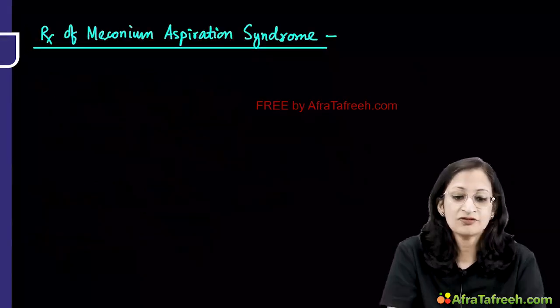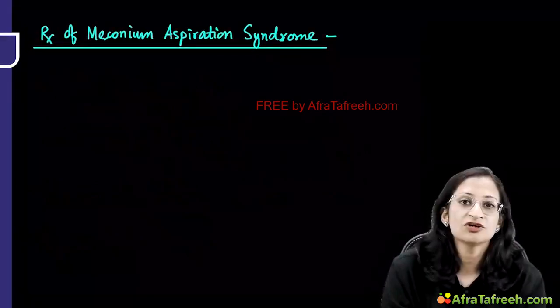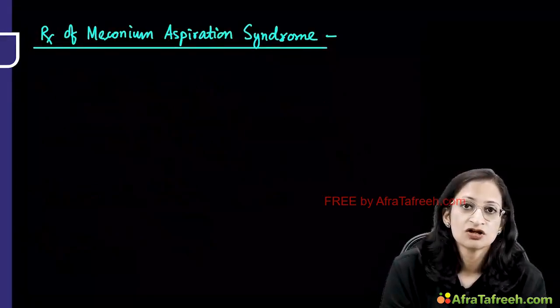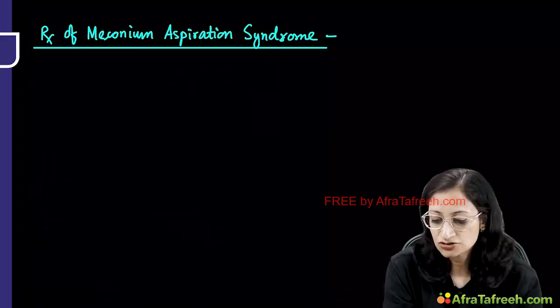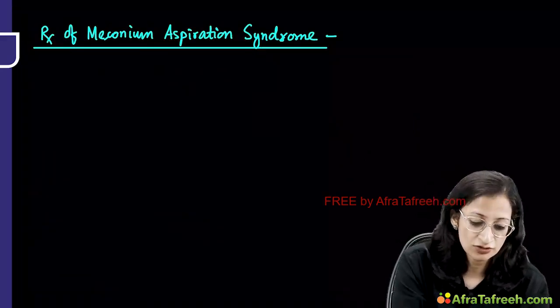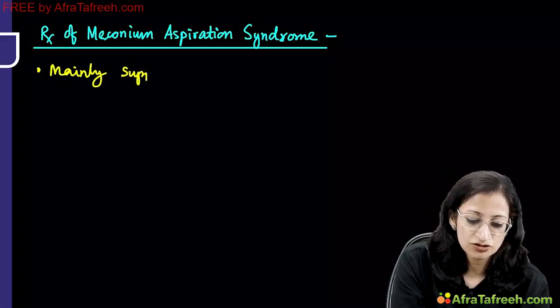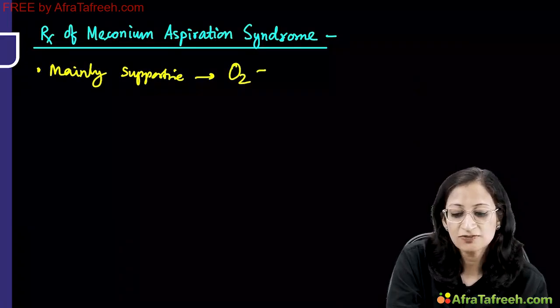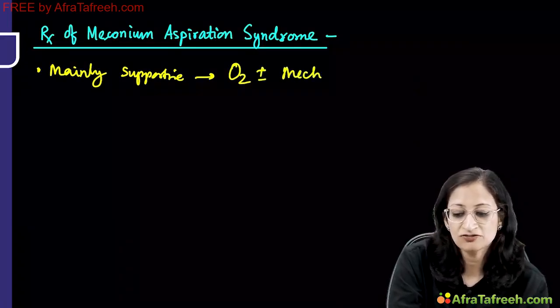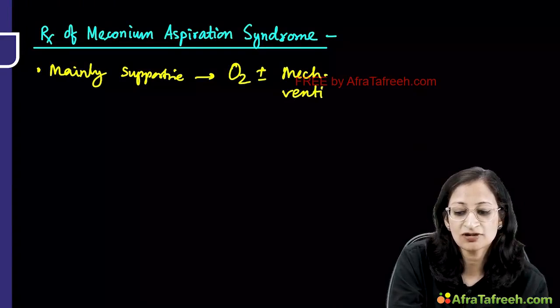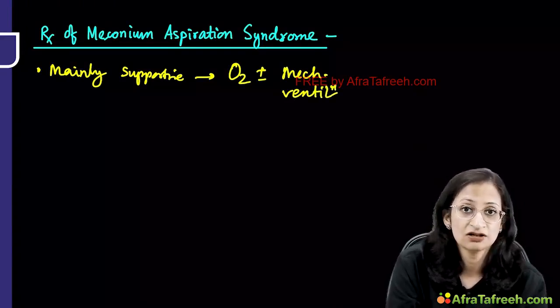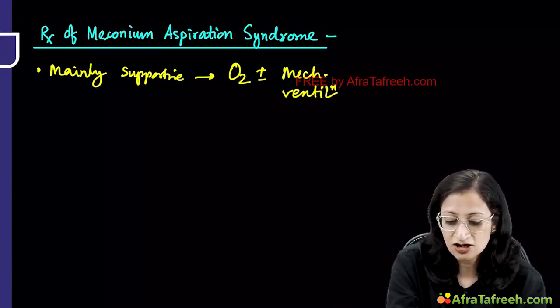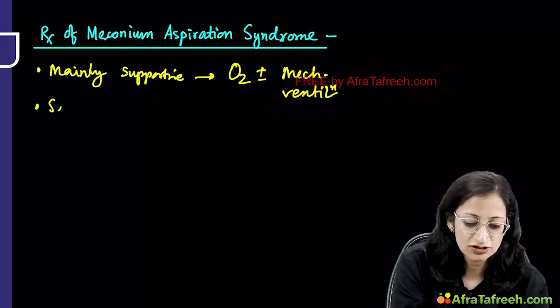Right. Now, what is the treatment of meconium aspiration syndrome? So the treatment of meconium aspiration syndrome is mainly supportive. So if the baby is having hypoxia, then you need to give oxygen. If the baby is having severe respiratory distress, you might even need to intubate the baby and start the baby on mechanical ventilation, right? Now, in severe cases, there are some treatment options available. What are they? Let us see.